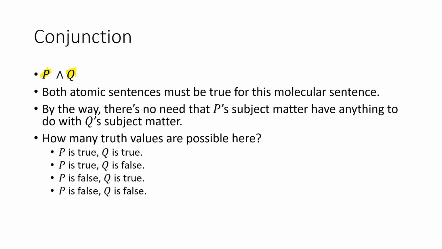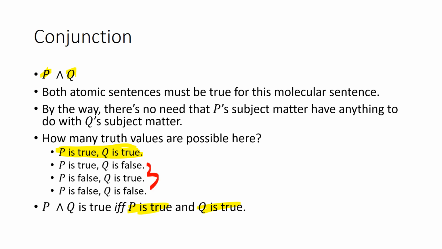Now, how many truth values are possible here? P can either be true or false, and Q can either be true or false. So there are 4 possibilities. Of course, 2 times 2 is 4. P can be true, Q can be true, or P is true, Q is false, or P is false, Q is true, or P is false, Q is false. And as we know, P and Q is true if and only if P is true and Q is true. So only one option of the 4 will make the molecular sentence true, whereas the other possibilities will make it false.